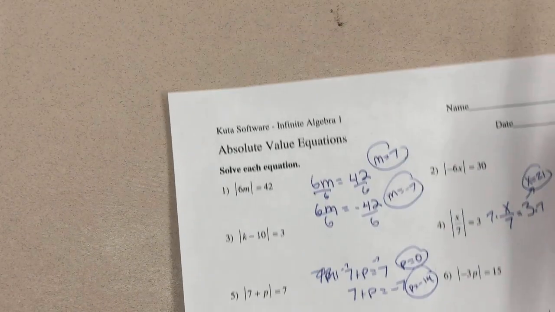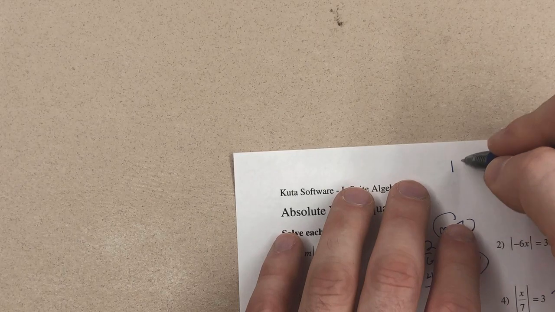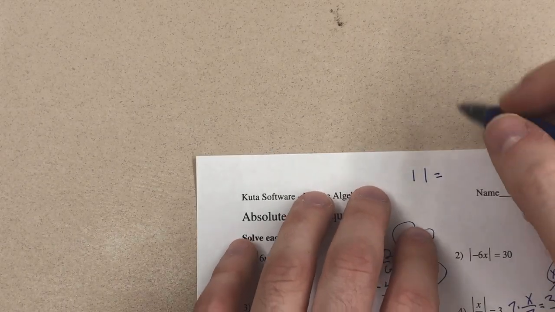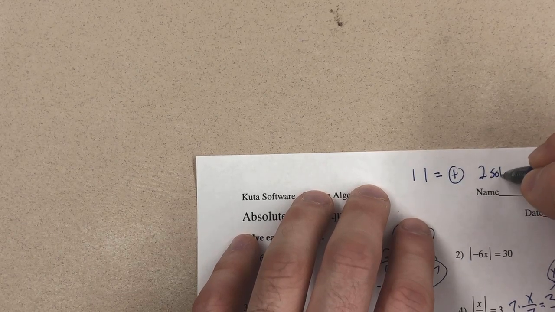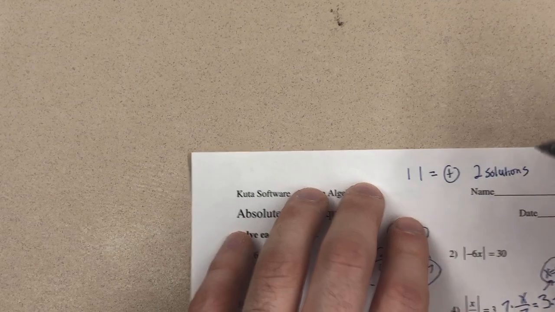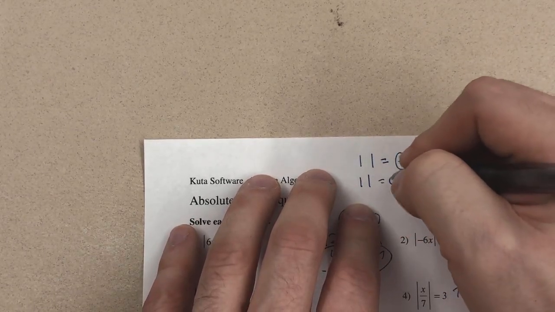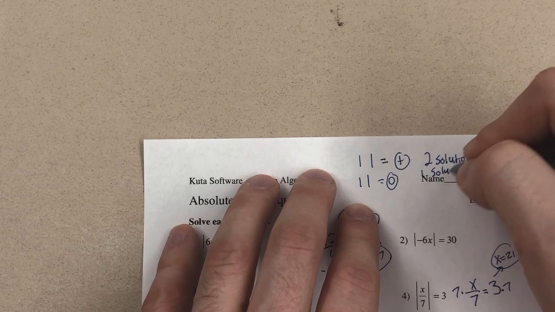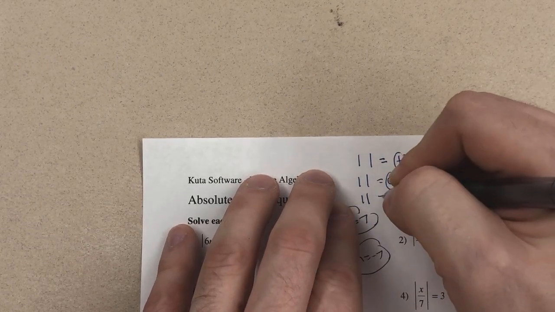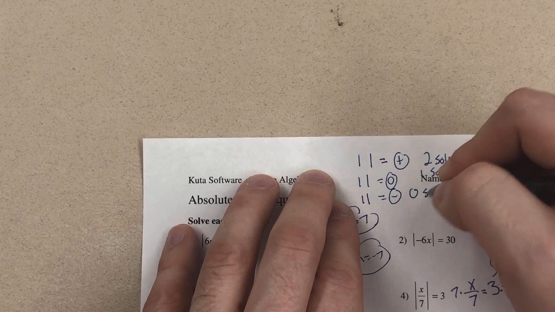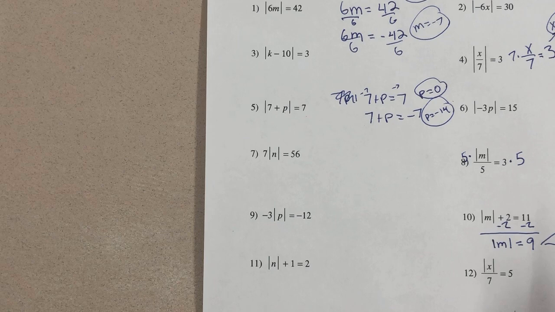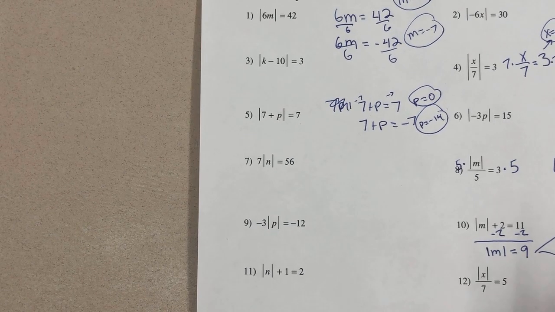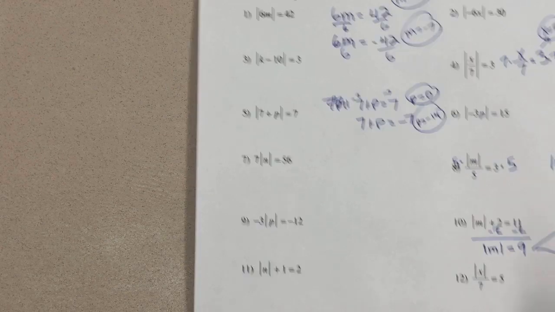Now, just a quick recap. Remember that when the bars are alone, if the bars with something in it, no matter what it is, are equal to a positive, as all of these have been, notice you should be getting two solutions. If the bars are equal to a 0, you should be getting one solution. If the bars are equal to a negative, you get 0 solutions. Okay, that's important. Now, in this case, all of them should have at least one solution. As far as I can see, they are all going to have two solutions.